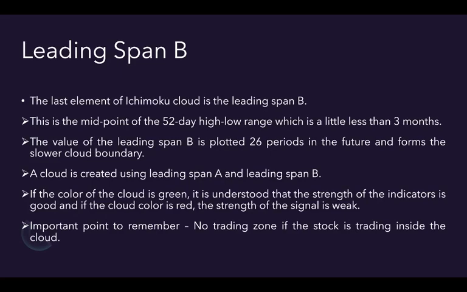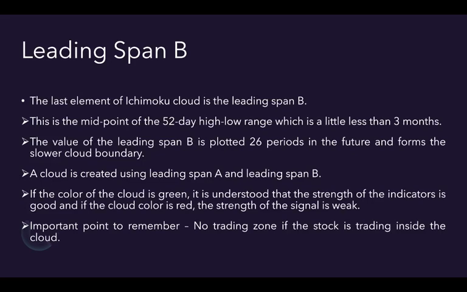Okay. Now let's come to leading span B. It's the last element of the Ichimoku Cloud. This is the midpoint of the 52-day high-low range, which is a little less than 3 months. The value of leading span B is plotted 26 periods in the future and forms the slower cloud boundary. A cloud is created using leading span A and leading span B. So what does a cloud signify? If the color of the cloud is green, it is understood that the strength of the indicators is good. And what are indicators?